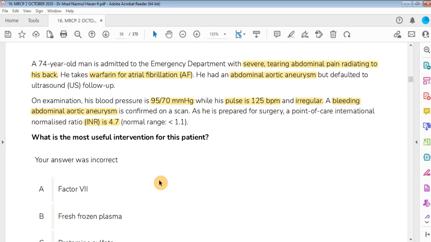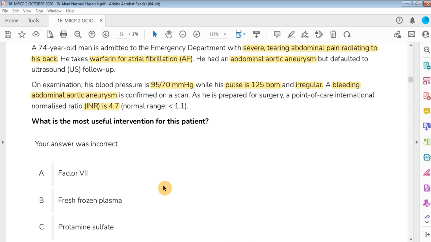A 74-year-old man is admitted to ED with severe tearing abdominal pain radiating to his back. He takes warfarin for atrial fibrillation. He had an abdominal aortic aneurysm but defaulted to USG follow-up. On examination, BP 95 by 70, pulse is 125 and irregular. A bleeding abdominal aortic aneurysm is confirmed on the scan.